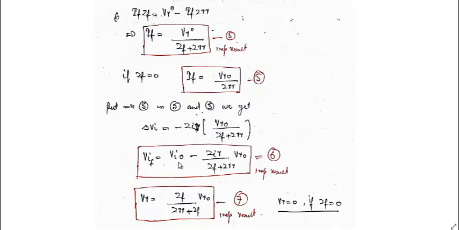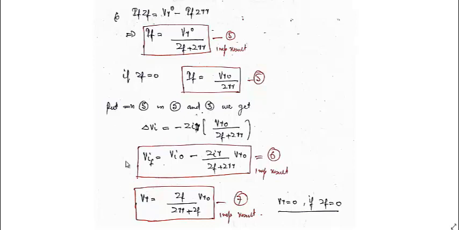So VIF will be equal to VI naught plus delta VI, that is equal to VI naught minus ZIR divided by ZF plus ZRR into VR naught. This is also an important result. This equation will help us finding the voltages of other buses where the fault has not taken place.